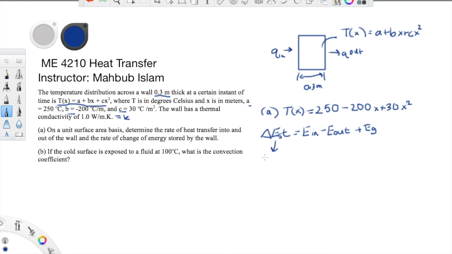So E_st is our stored energy. E_in is defined to be our inflow of energy. E_out is our outflow. And E_g is our mechanical energy generation. But since we are assuming that there is no mechanical energy generation, we don't have to worry about this.